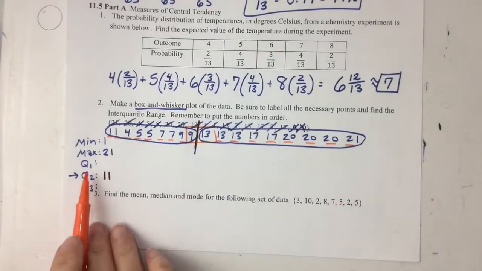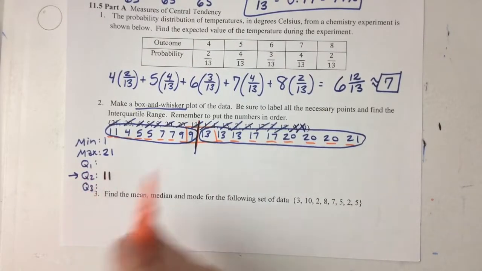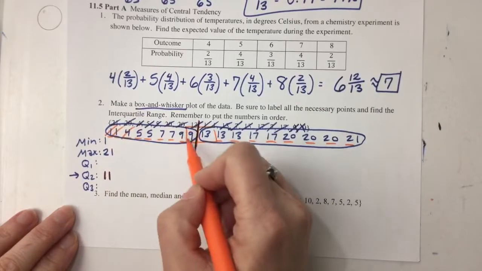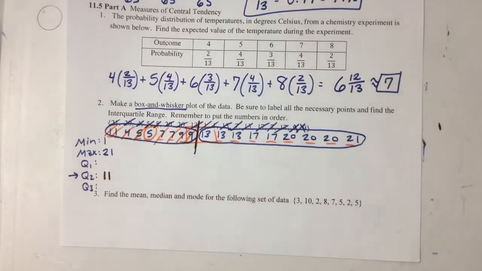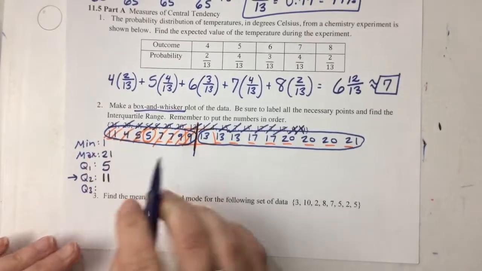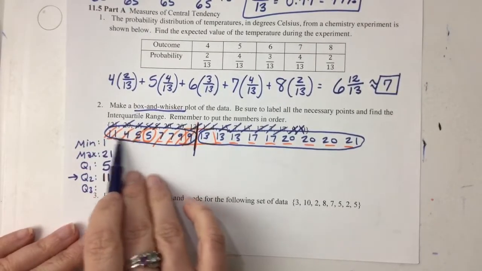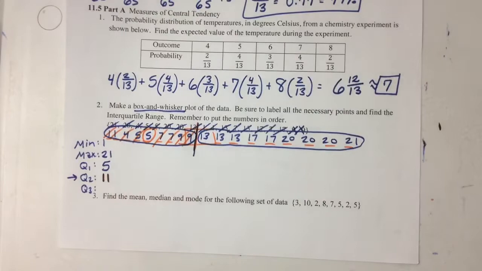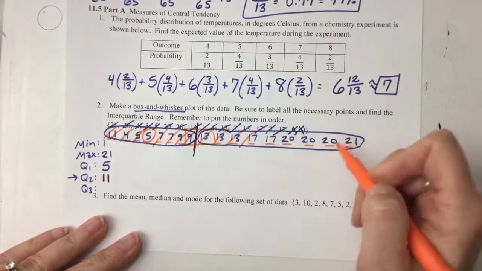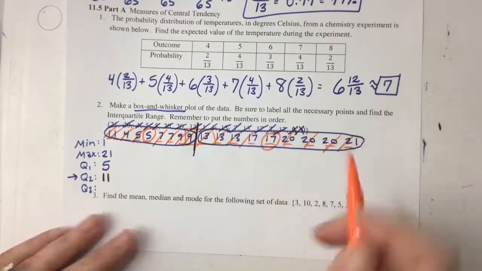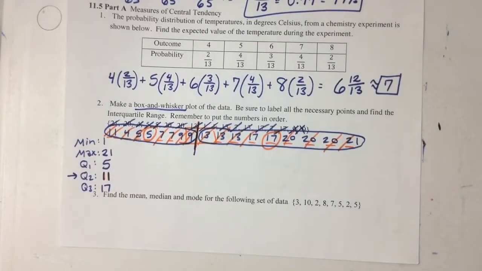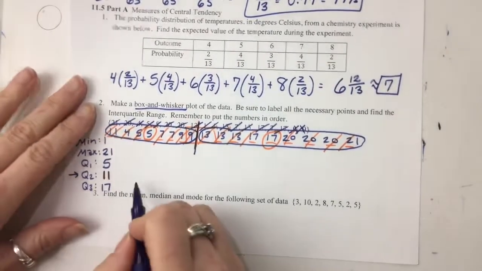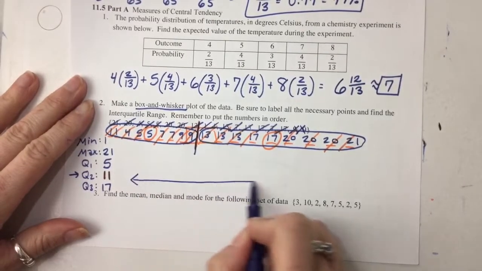When you are finding Q1, Q1 is the middle of the bottom part. So 1, 2, 3 off the front, 1, 2, 3 off the back, 1 off the front, 1 off the back. We have a number in the middle, and it's 5. And now this should even out. So if you look, I have 4 numbers to either side. So if I go here, I can go 1, 2, 3, 4, 1, 2, 3, 4, and I do have my 1 number in the middle. Q3 is 17. Okay, so I'm going to go ahead and make this box and whisker plot.